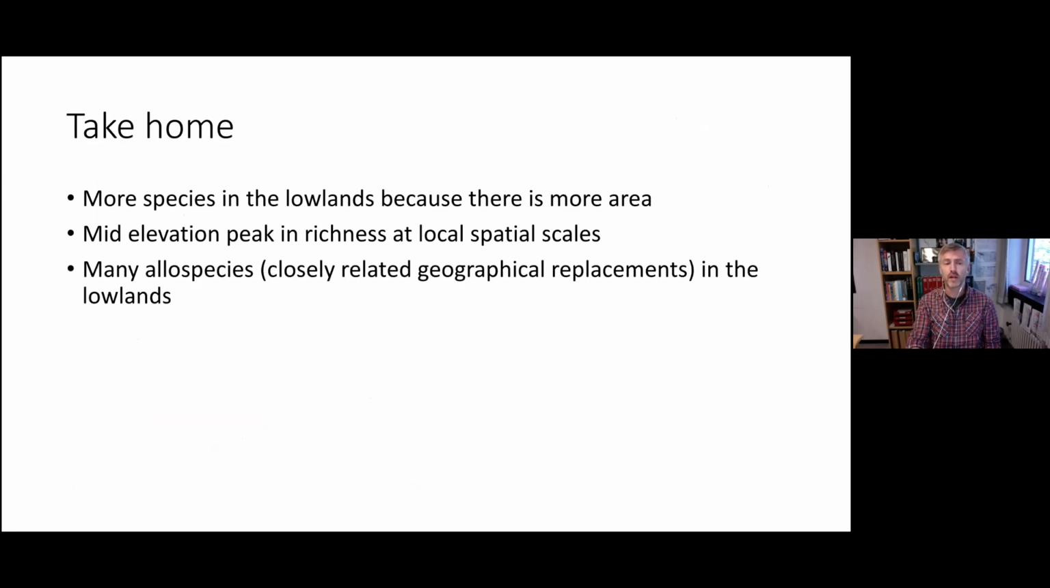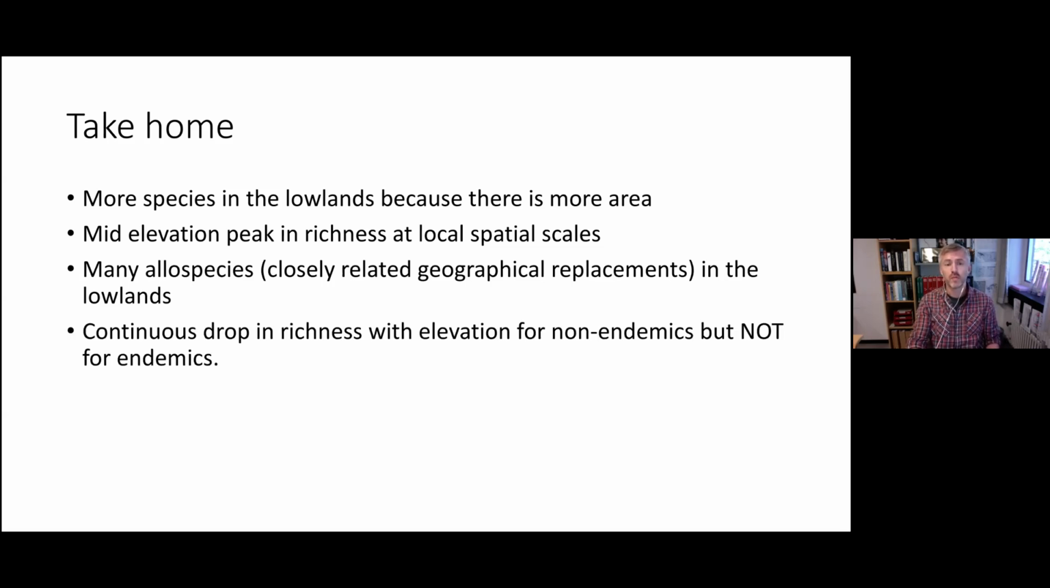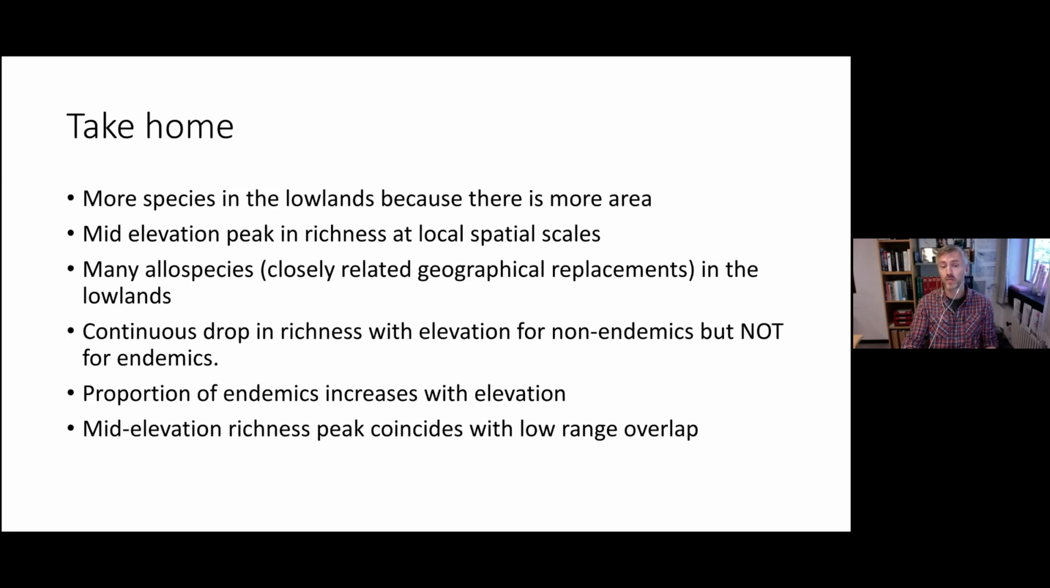Some of the lowland species richness can be explained in light of allospecies. So in some cases, we have species that are differentiated, very closely related species that replace each other geographically. So in the lowlands, you get many species, but if you look at a particular grid cell, you actually get relatively fewer species. We have a continuous drop in richness with elevation for non-endemics, but not for endemics. And the proportion of endemics increases with elevation. Oh, and the mid-elevation richness peak coincides with low range overlap.